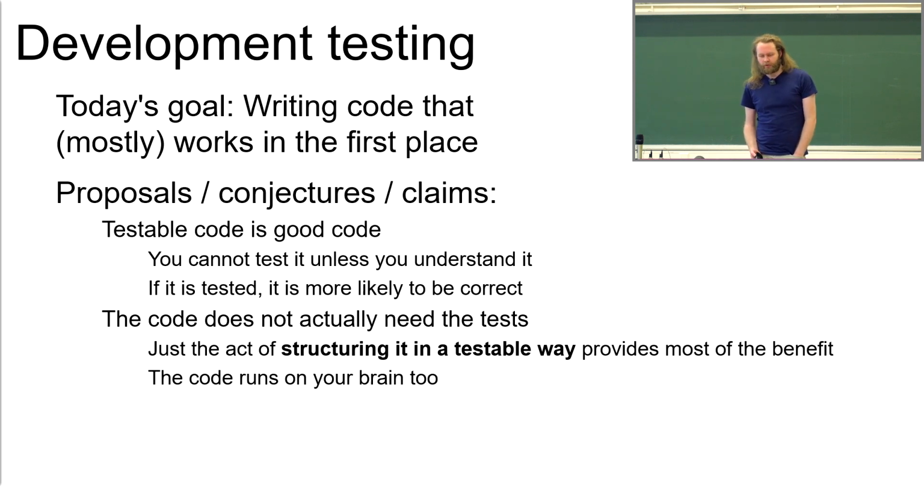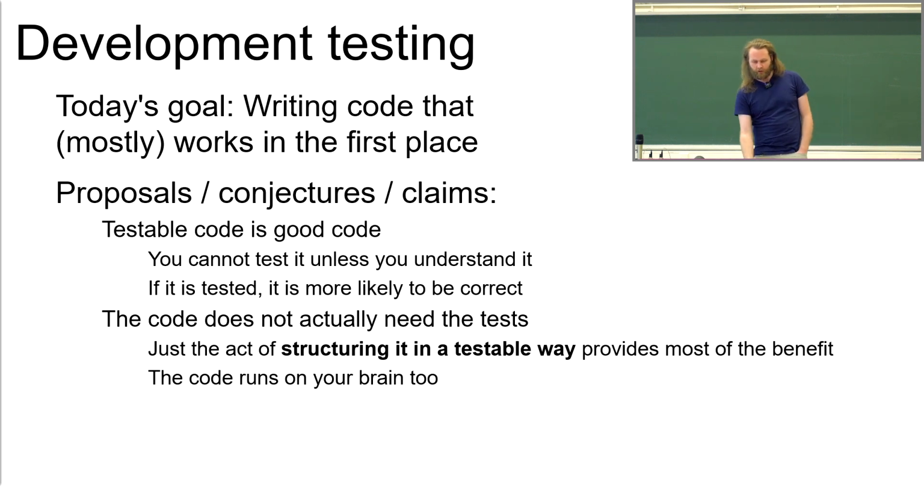The reason is that the code needs to run on your brain too. So the code runs in 2 places. First it runs on the computer, and then it runs on your brain. And a bug is when the way the code runs on your brain is different from the way it runs on the computer. You had a model of what it should do, and then it did something else. So your model of how it behaves was incorrect, and it needs to be updated. First, your model of what it actually does needs to be updated, and then you need to update the code so that it matches what you wanted it to do.